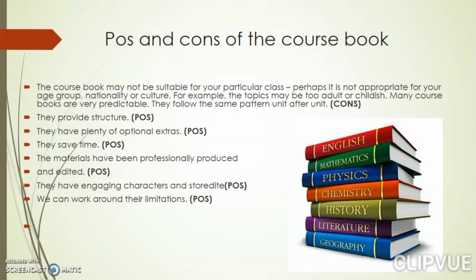What I'm trying to say is that the topics can be just for adults or just for children. The course book doesn't have topics for each specific level. Also, many course books are predictable because they follow the same pattern unit after unit. What I'm trying to say as well is that in each level we can see they have the same book, because they follow the same pattern as I mentioned before.